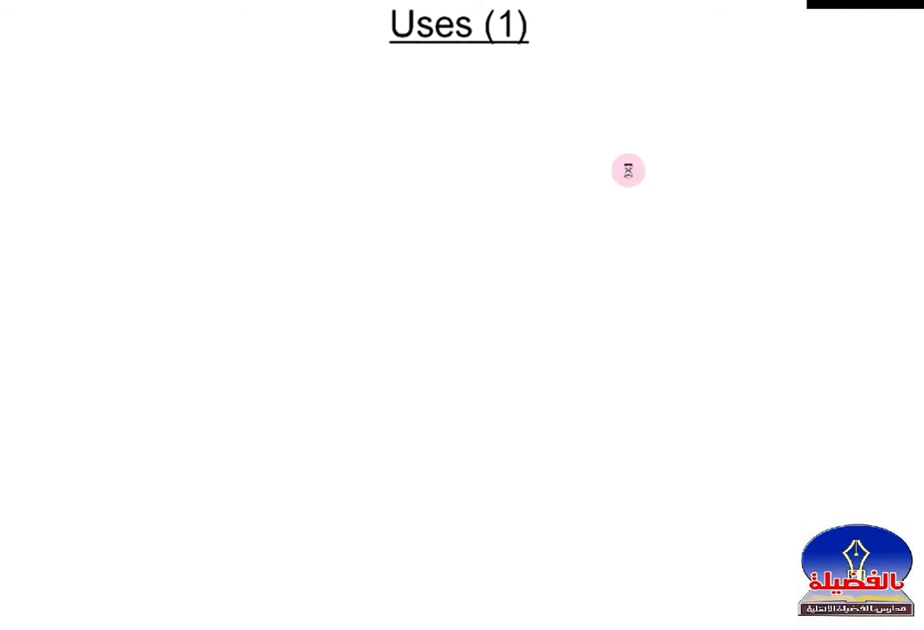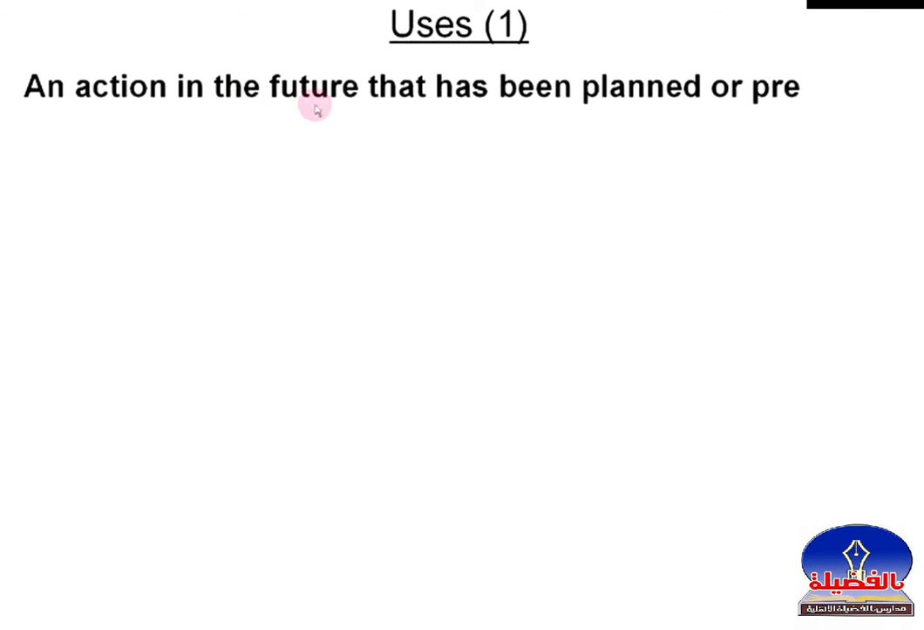So the first main use is an action in the future that has been planned or prepared. So it is a future tense, and we use it to describe something that is going to happen in the future, and we have planned it, or it is prepared, so we know it is going to happen. Let's look at some examples.